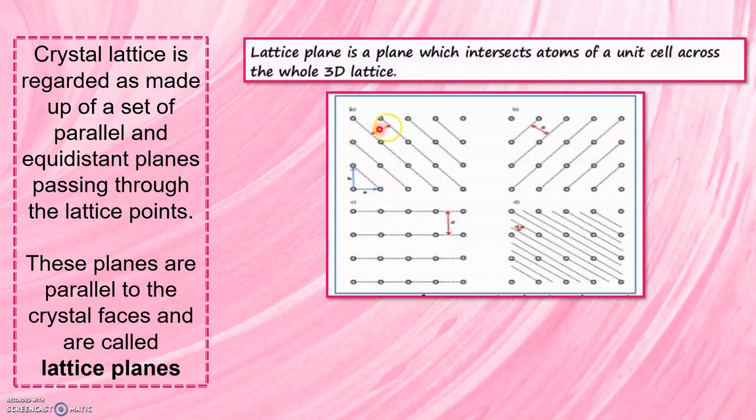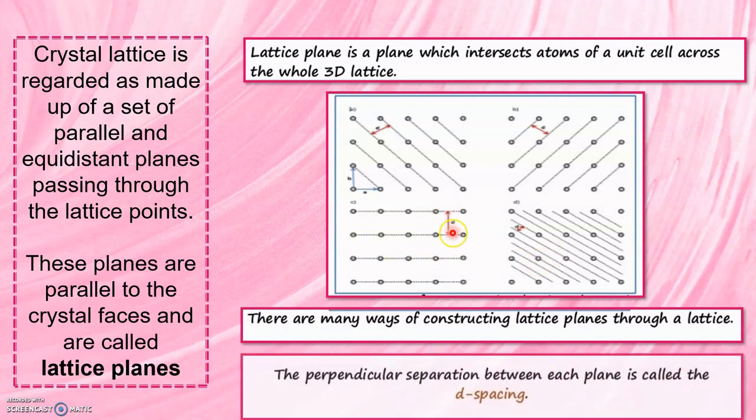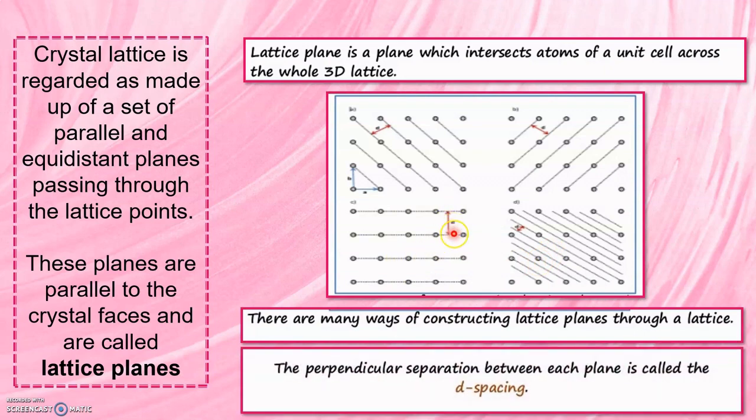The lattice planes intersect the atoms of a unit cell and can be constructed in many ways, as shown in the figure. The distance between each of these planes is called the d-spacing.